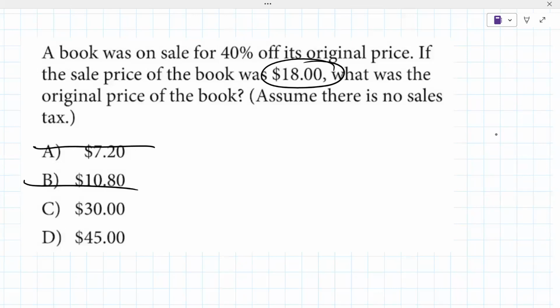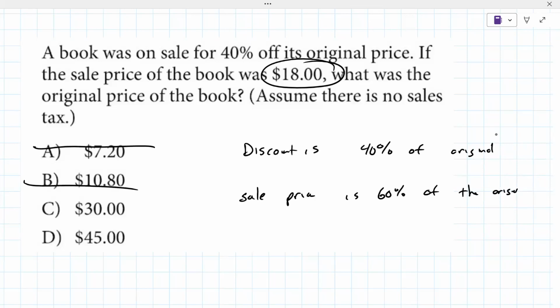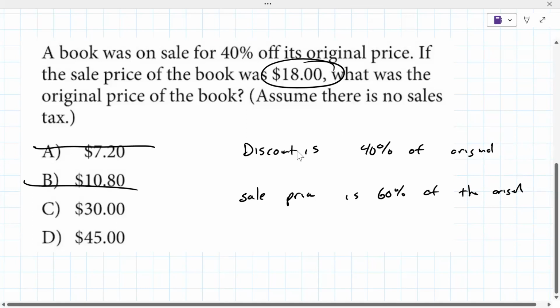Give it your best shot here. D. Okay. There are a couple of ways to look at it. The discount is 40% of the original. The sale price is 60% of the original. Do you see the difference? We actually don't care what the discount is. You care about what you end up paying.